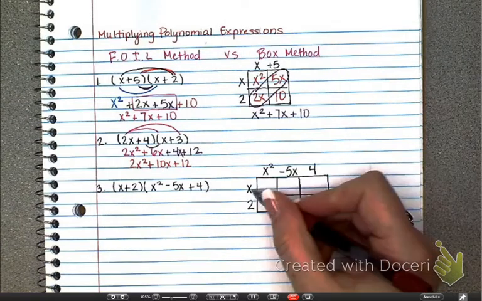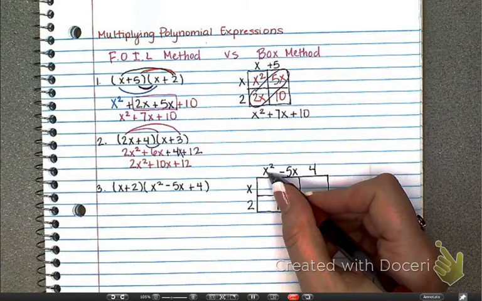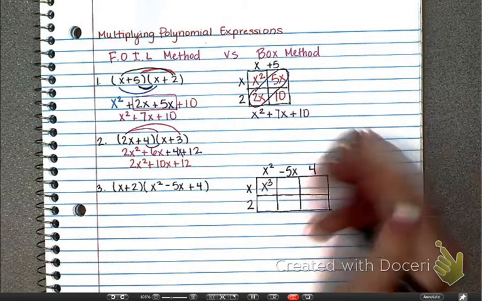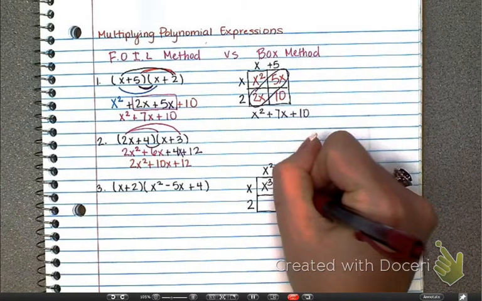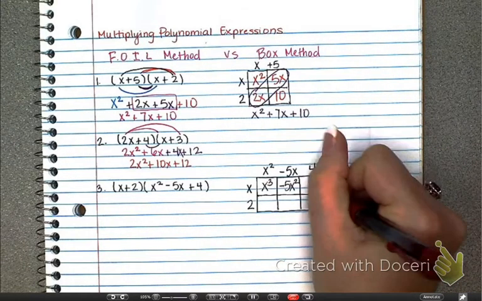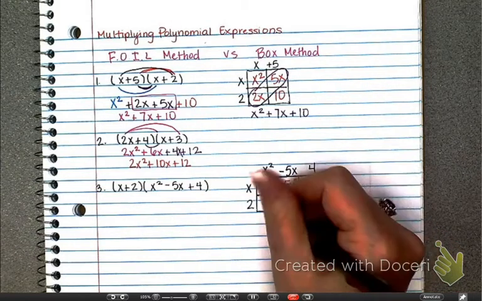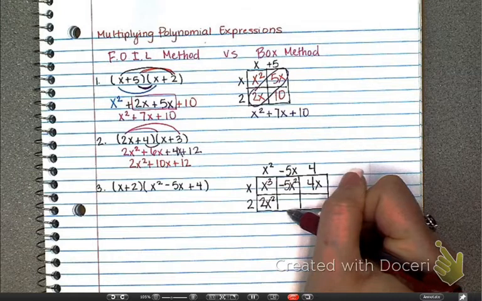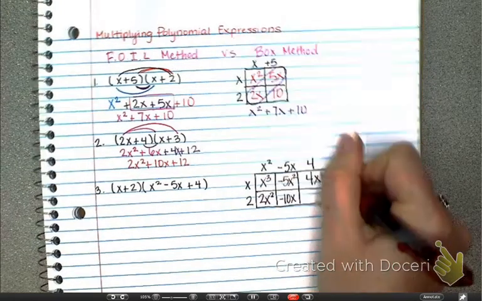Okay, so if I multiply x times x squared, x to the third, x times negative 5x, negative 5x squared, x times 4, 4x, x squared times 2, 2x squared, 2 times negative 5x, negative 10x, and 2 times 4 is a positive 8.